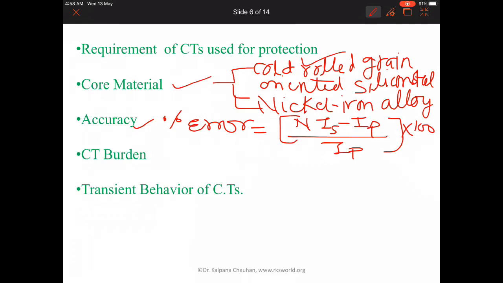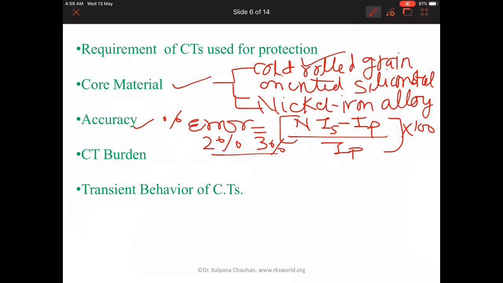An accuracy of about 2% to 3% of the current transformer is desirable for distance and differential relays, whereas for many other relays a higher percentage can be tolerated. Now, the next thing is CT burden. The CT burden is defined as the load connected across the secondary of the CT, which is usually expressed in volt-amperes. It can also be expressed sometimes in terms of impedance at the rated secondary current at a given power factor, and it is usually 0.7 lagging.